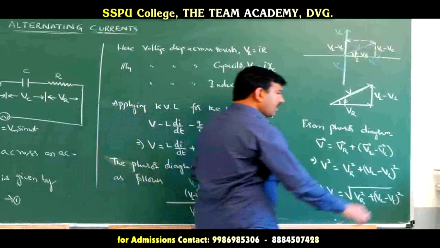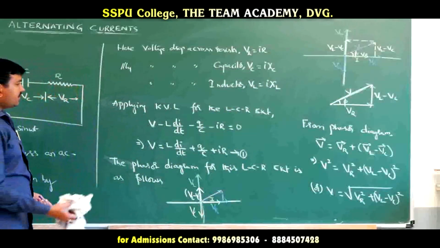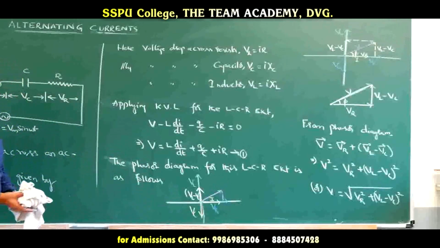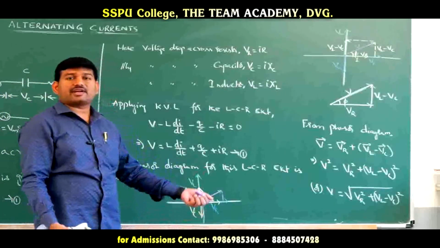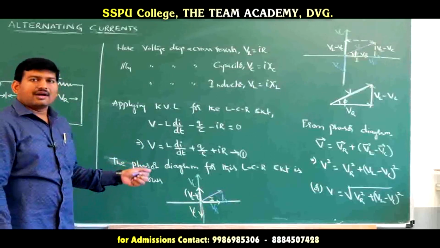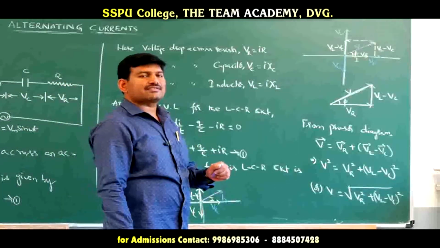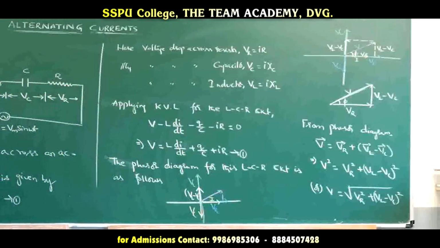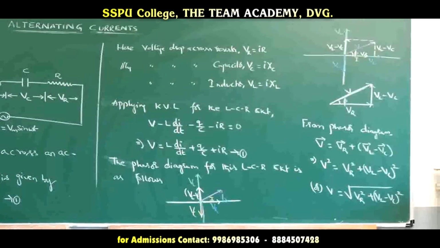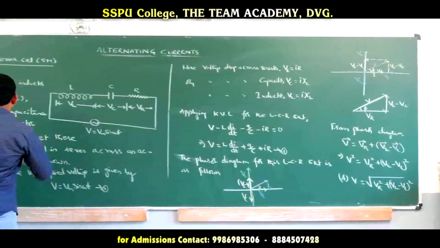Now, how to write V? According to Ohm's law, V is equal to I into R. Here, V stands for resultant voltage. Resultant voltage is written as current into the total resistance or the effective resistance. The total resistance offered by the LCR series circuit is said to be the impedance of the circuit. What is meant by impedance? Impedance is nothing but the total opposition to the flow of AC current. The total opposition to the flow of AC current is said to be impedance, and it is represented with the letter Z that I am going to write here.